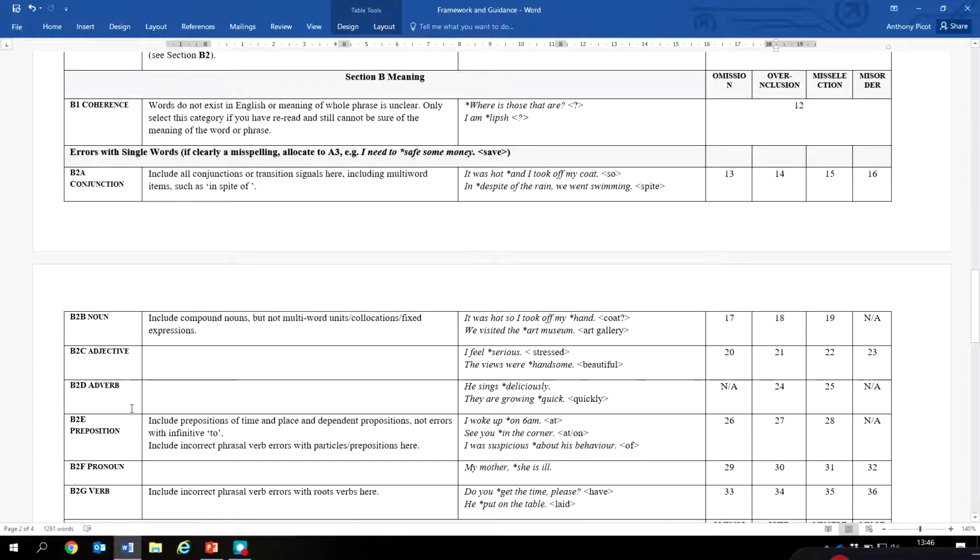We can include errors with prepositions, very common there. We can include errors of time and place. I know some people consider those to be grammatical. I don't. And of course, there are errors with problematic phrasal verbs, where the errors are with the particle or the preposition.